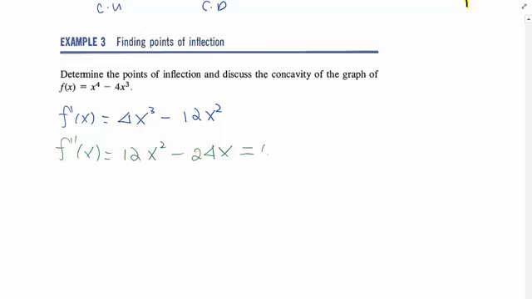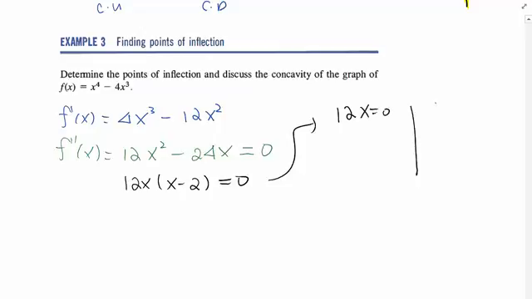So let's make it equal to 0. Okay, then what's the common factor? Yes, it is 12x, so 12x times x minus 2 here, equals 0. So from here, 12x equals 0 and x minus 2 equals 0. So x equals 0 or x equals 2. Okay, now we see when x equals 0 and x equals 2, this function has inflection points.